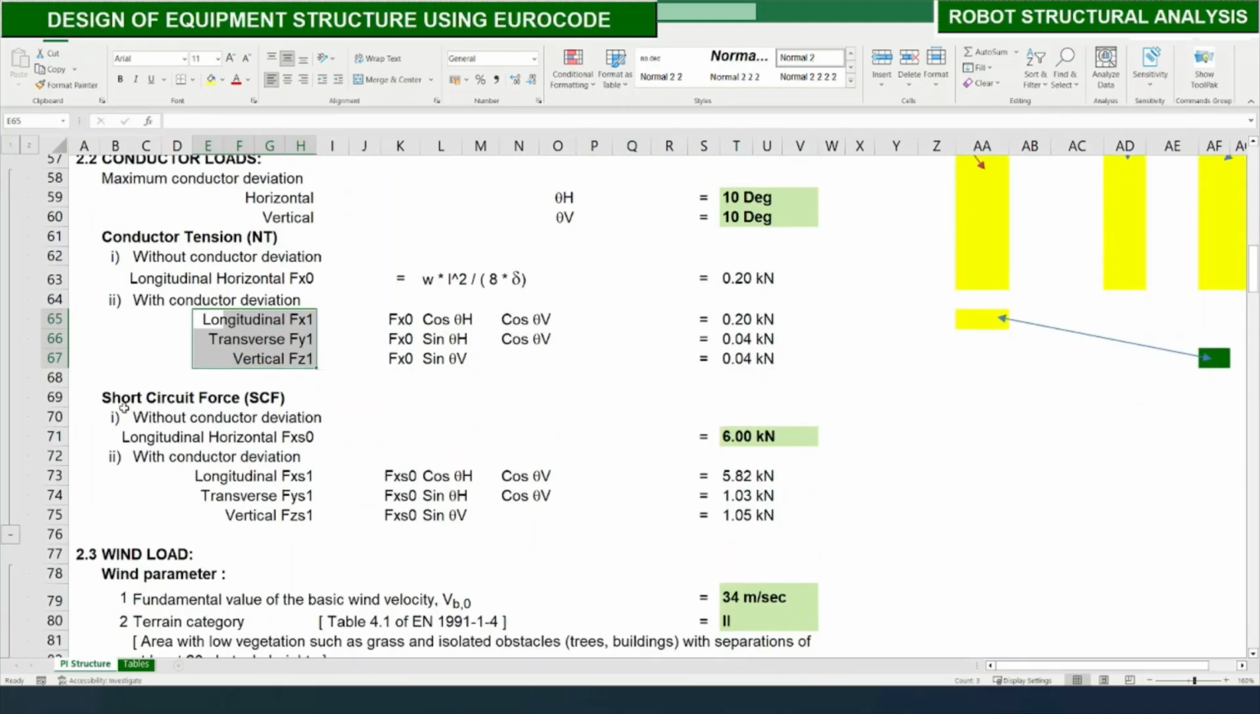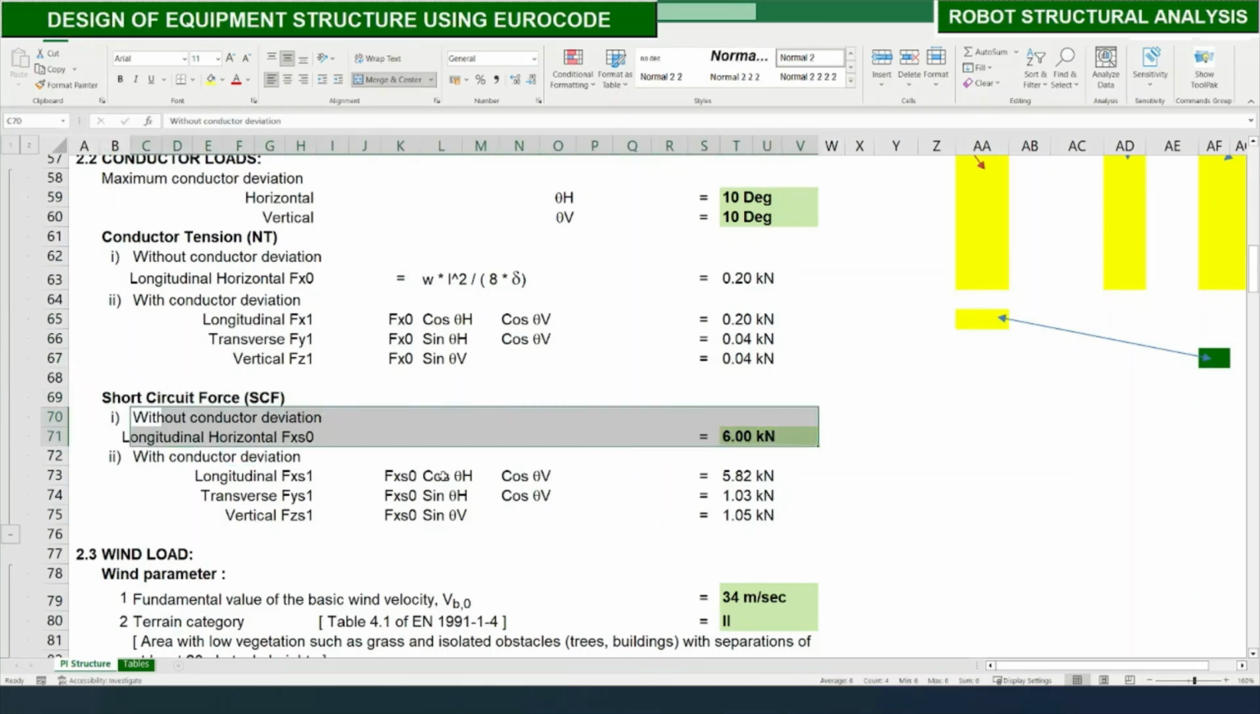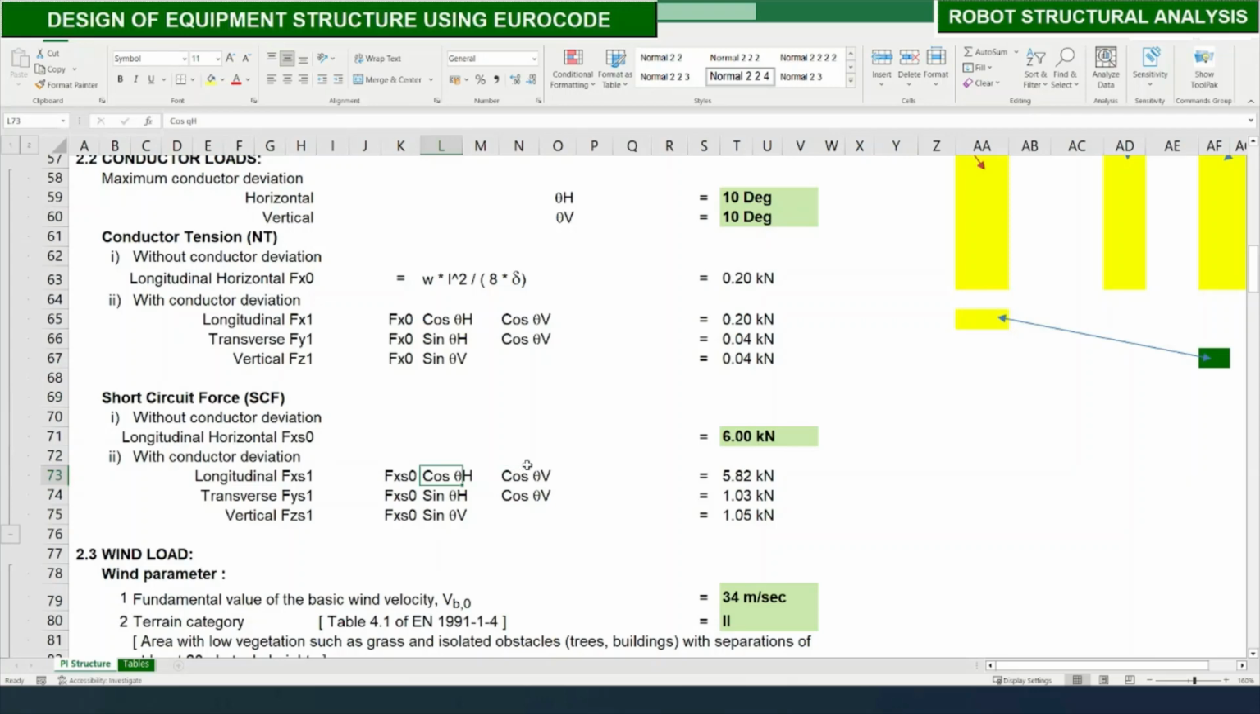Next, similarly we need to calculate the short circuit force, but the short circuit force requires many parameters like fault current, phase to phase distance, icing. So a lot of parameters we need to consider that are related to electromechanical parameters. We will look into the detail of how to calculate the short circuit force in upcoming videos, but right now we can consider 6 kN as a tentative value, because the calculation of short circuit force will take more than half an hour to explain.